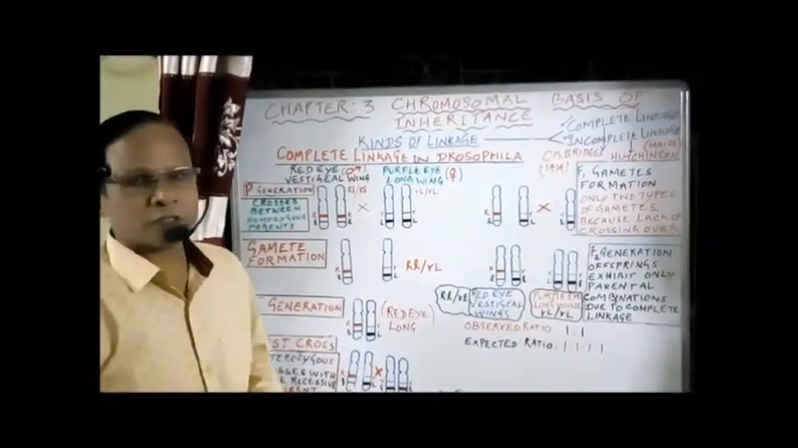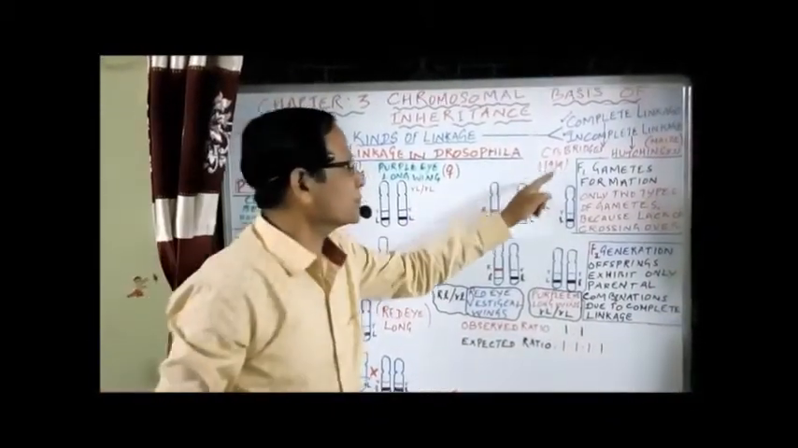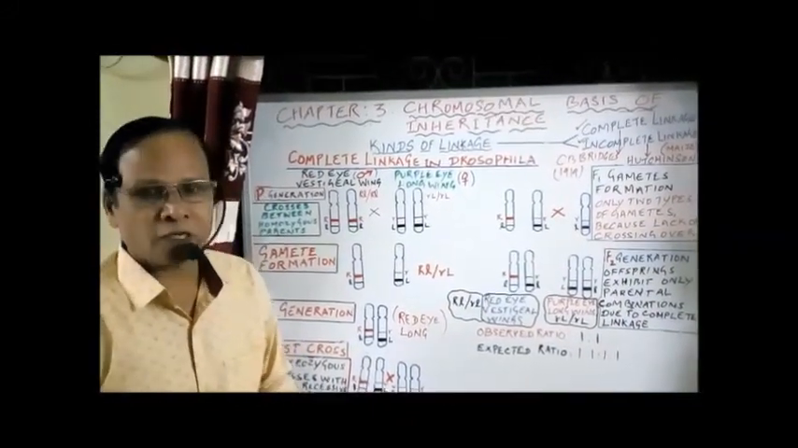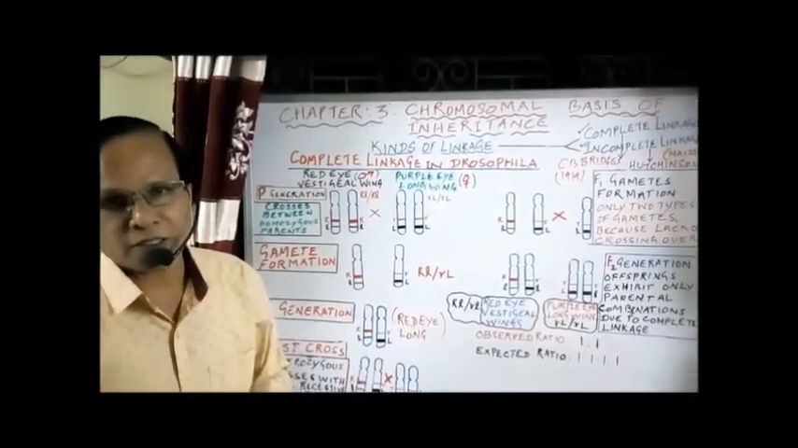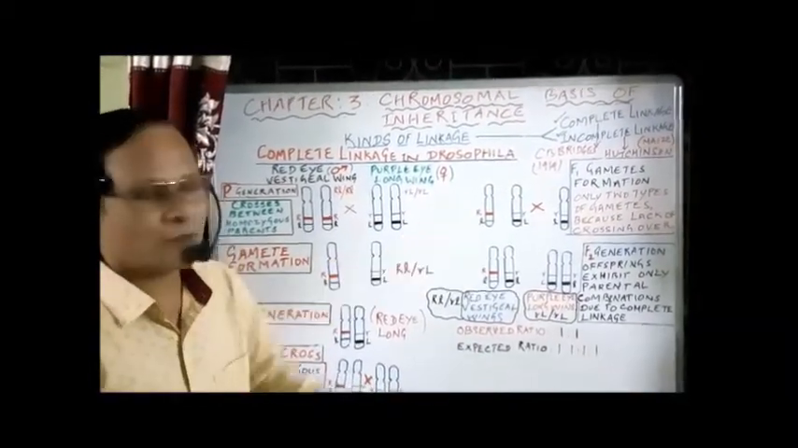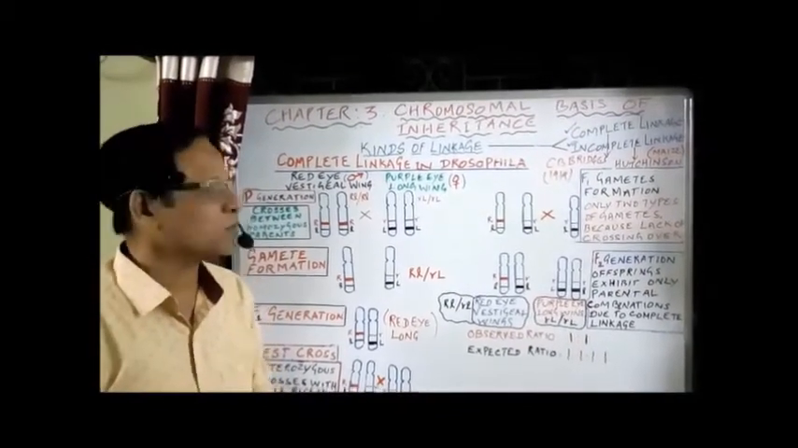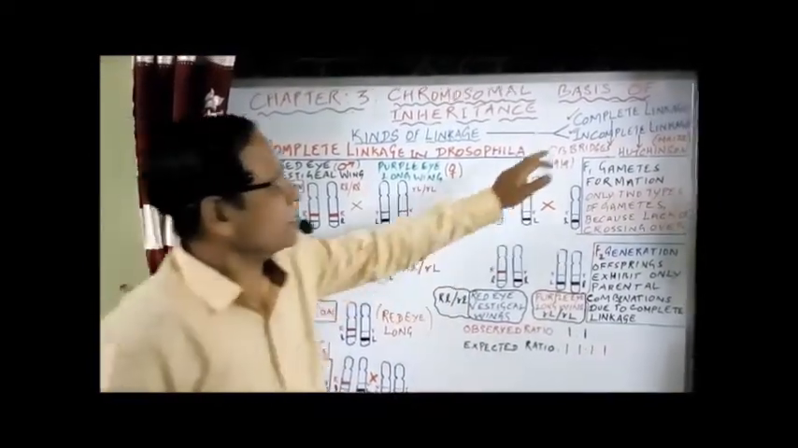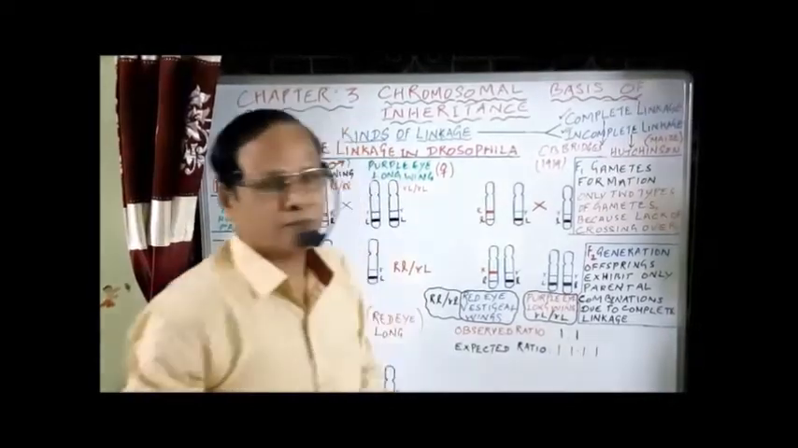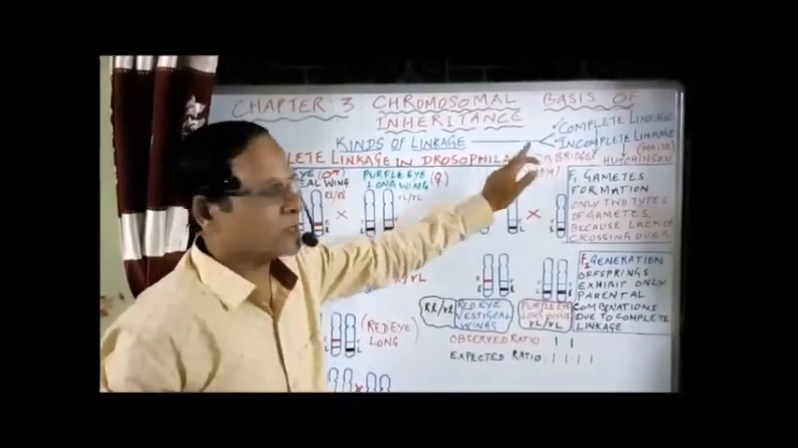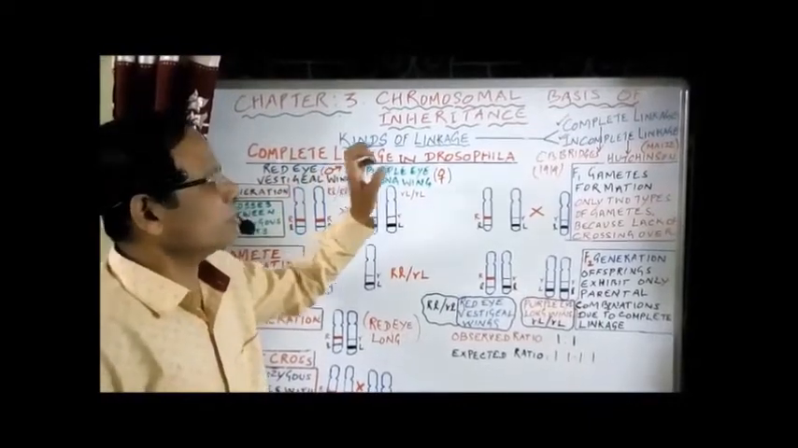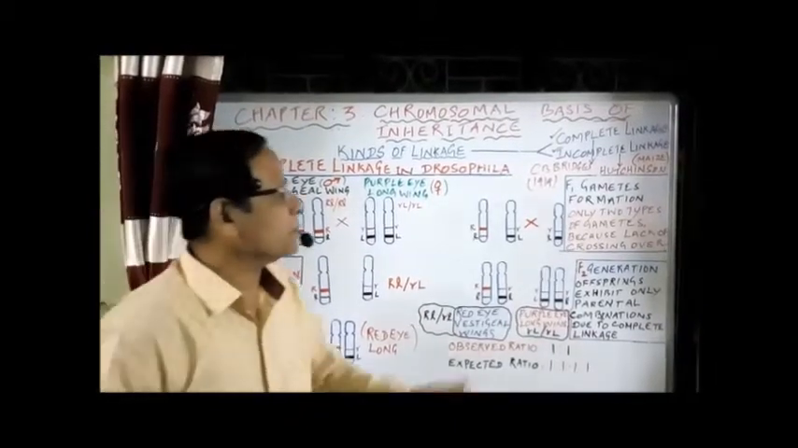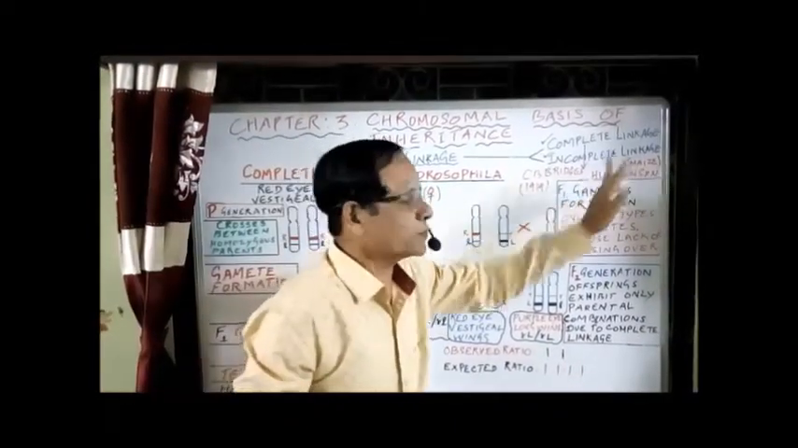Now complete linkage was discovered by C.V. Bridges in 1919. He also proposed the X/A ratio theory, the genic balance theory of sex determination in Drosophila. So complete linkage was studied by C.V. Bridges, and incomplete linkage was studied by Morgan. Complete linkage was observed mostly in male Drosophila, and incomplete linkage was observed in the maize plant.